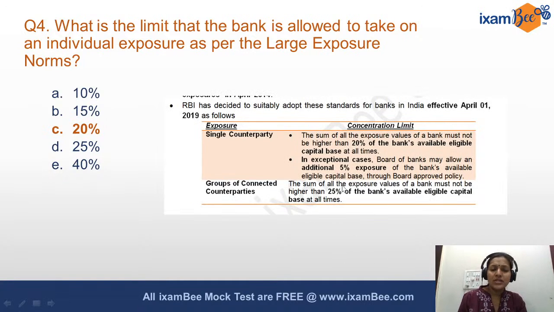The answer to that is 20%. So on an individual or single counterparty, the exposure allowed is 20%, and for a group of connected counterparties, the exposure is 25% of the eligible capital. The eligible capital is basically your tier 1 capital for a bank.